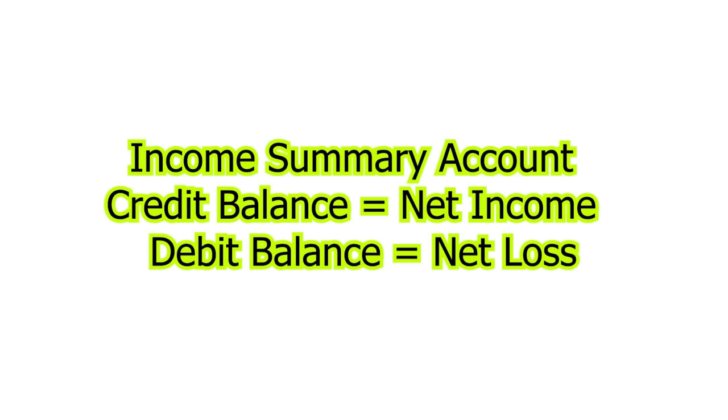After all of the temporary accounts have been zeroed out, the income summary account will have a credit balance equal to the firm's net income for the period, or a debit balance equal to the firm's net loss. The balance is then zeroed out and transferred to retained earnings. Let's take a look at an example.